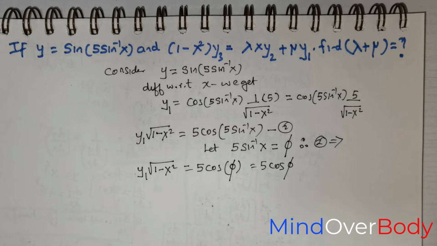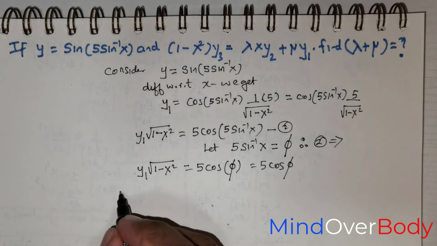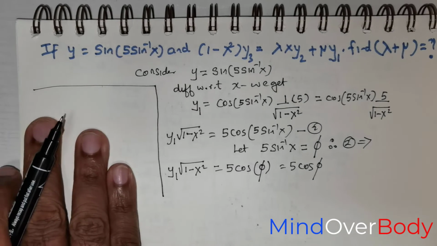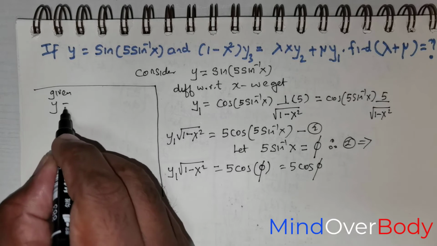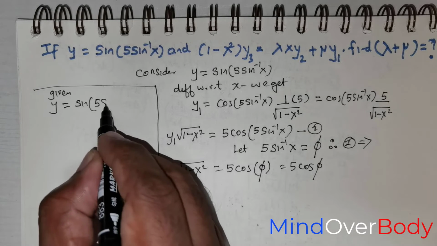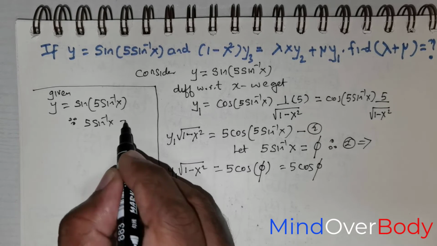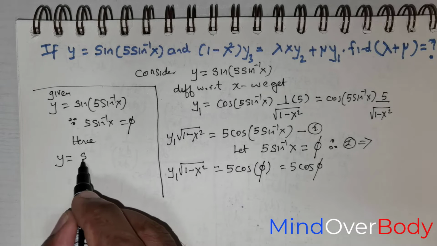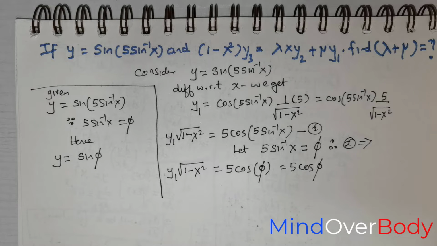So since I've taken 5 times sine inverse of x is equal to phi, you can see that the original equation, what is it given? I'm going to rewrite this over here. So given y is equal to sine of 5 times sine inverse of x. Now since 5 times sine inverse of x is equal to phi, hence I can now rewrite y to be as sine of phi, right? So that is a nice way that we have got our y.